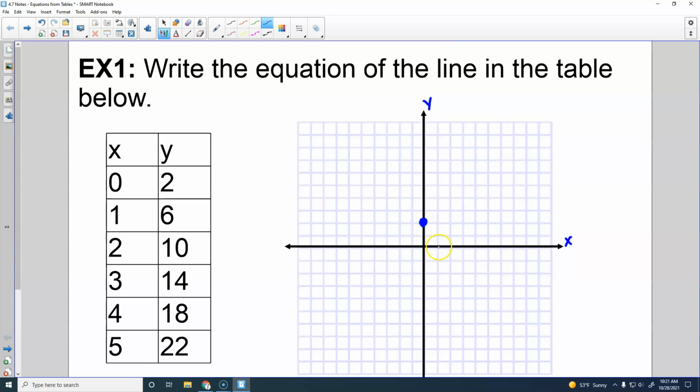Then we have 1, 6, which would be right here, 2, 10. The rest of our numbers are too big for our graph here, so we can't graph those, but we can see from the pattern here, we could even continue this pattern on and fill in these points here to graph us a line that looks like this.